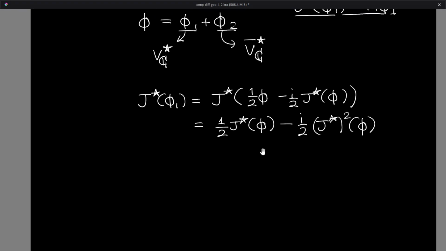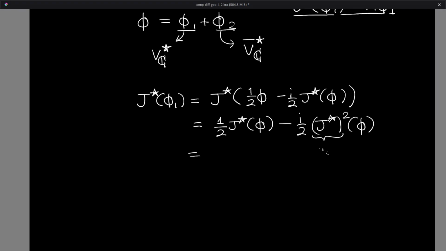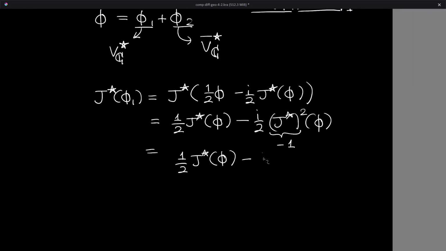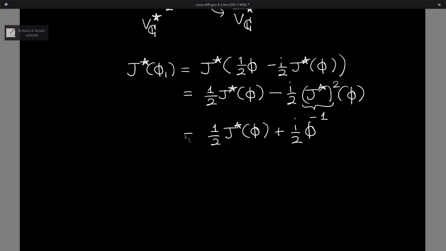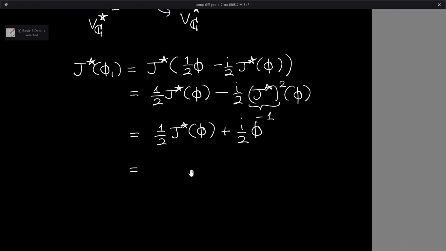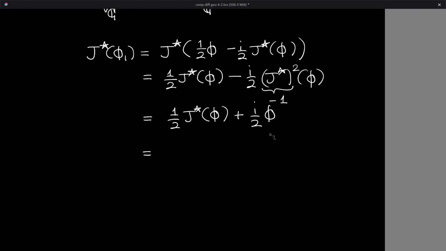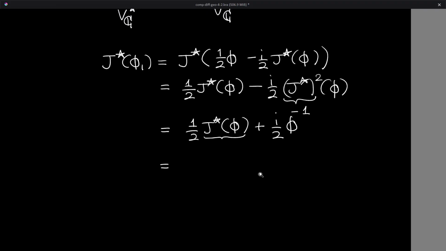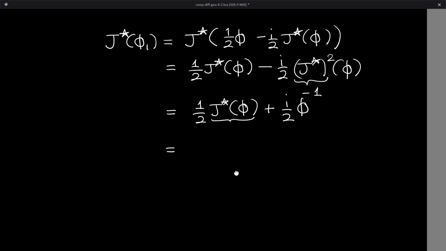But notice that J star, since it's a complex structure, squares to minus 1, and so half J star of phi minus I by 2... now it'll be plus I by 2 phi. And this is the key step where I got stuck. I got tunnel visioned into trying to figure out what J star of phi was, but J star of phi doesn't have any extra decomposition.